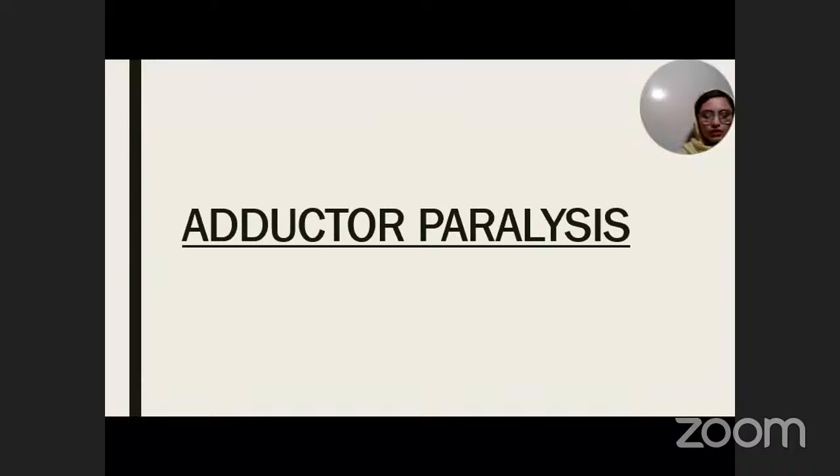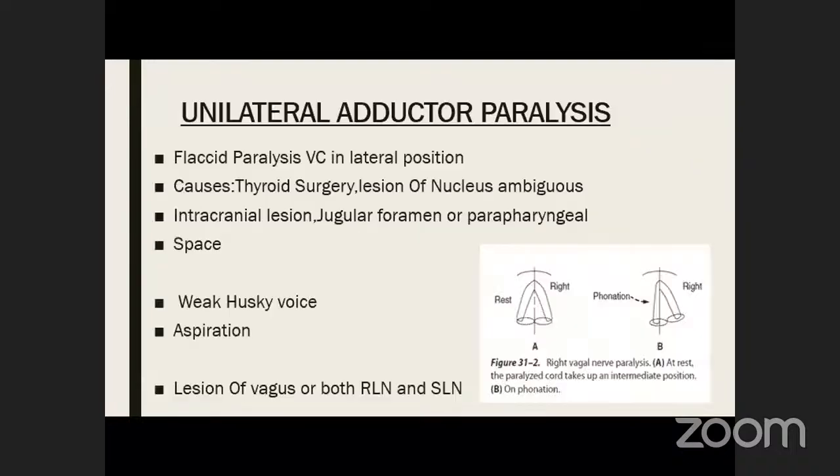Now we will discuss adductor paralysis. Unilateral adductor paralysis: in this case, flaccid paralysis of the vocal cord will occur and it will lie in lateral position. Lesions of the vagus, both recurrent laryngeal nerve and superior laryngeal nerve, can occur. Causes are thyroid surgeries, lesions of the nucleus ambiguus, and intracranial lesions involving the jugular foramen or parapharyngeal space. Patient will present with weak husky voice and aspiration.